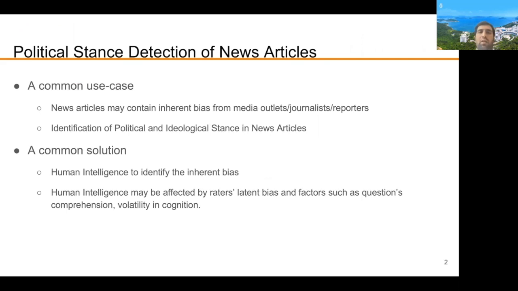A common solution to detect the political stance that is present in the news article is through human intelligence. Human intelligence is crowdsourced through different mediums such as Amazon Mechanical Turk. However, the human intelligence may be affected by their own bias or other factors such as their comprehension of the questions being asked or the volatility in their cognition.